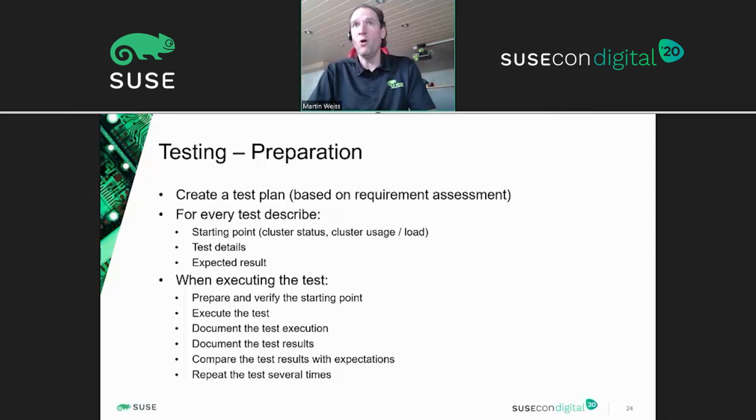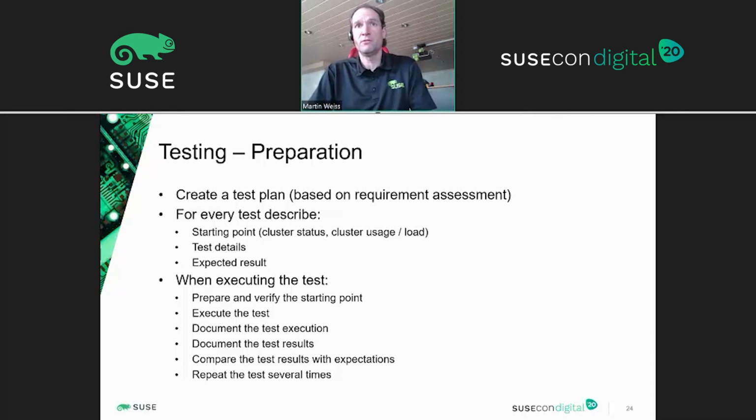And the test plan is always based on the requirement assessment that you have. So for example, if you define a requirement, I want to survive a data center failure, one test in your test plan has to be kill one data center. And for each test that you're going to do, you have to define a starting point. What's the cluster status? How much data do you have in the system? Which clients are connected? How much load do you create?